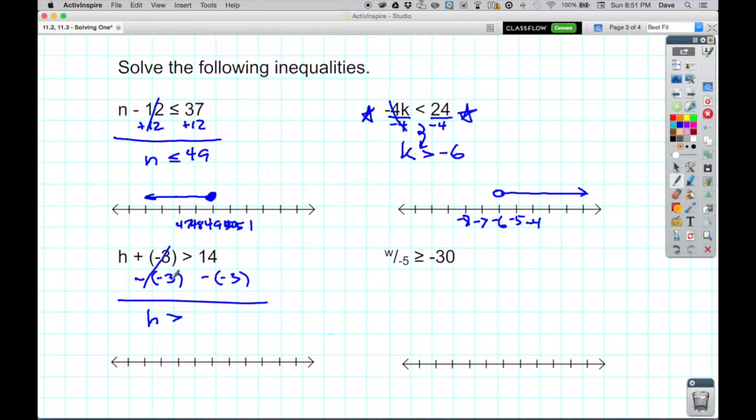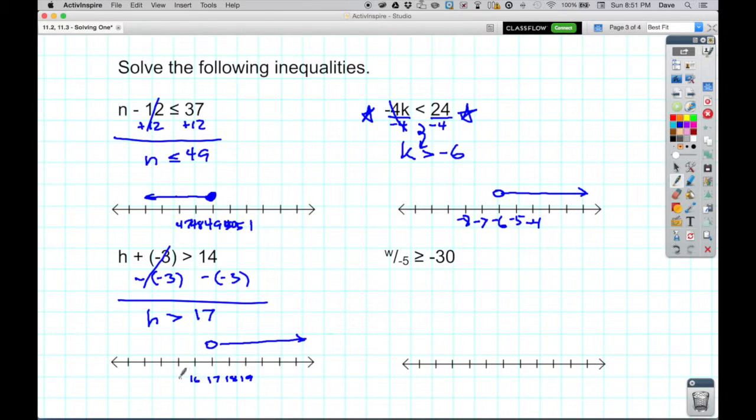Now, I am dealing with a negative here, but I'm subtracting with a negative. I'm not multiplying or dividing, so once again, this does not fit our special case, so we just do this as normal. 14 minus negative 3 is 17. Notice how I did not change the symbol. And then I graph it. H is not equal to 17, so open circle, but it's everything greater than 17.